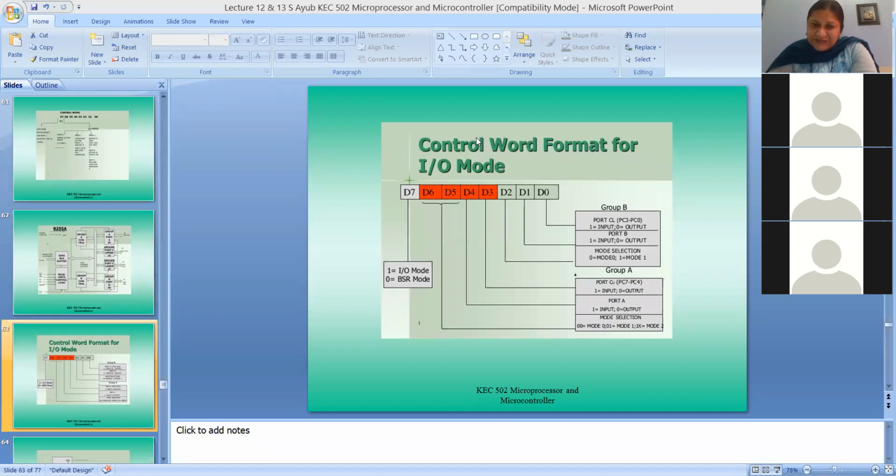Bit set reset is applicable to a single bit. Set means setting it to 1, and reset means resetting it to 0. But this is valid only for port C. So we will see that part when we study BSR mode. Okay, this control word is clear, ma'am.